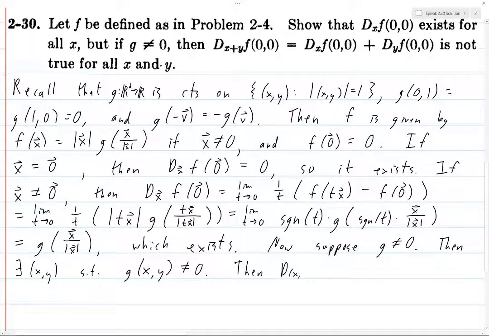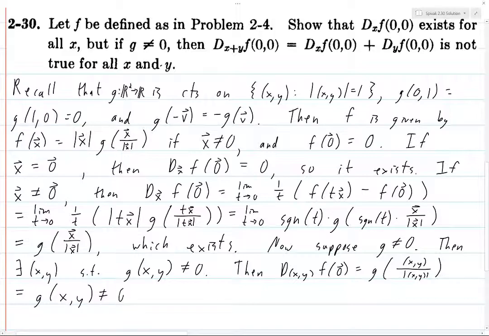Then d_(x,y) f at 0 is, as we have just proven, okay, so we know that (x, y) cannot be the 0 vector because it has to lie in the unit circle. So we can use our formula. This is going to be g of (x, y) over the norm of (x, y). But we know that (x, y) is in the domain of g, and so it must lie in the unit circle, and so its norm must be 1. So this denominator must be exactly 1. So this is just g of (x, y), and as we have assumed, this is not equal to 0.